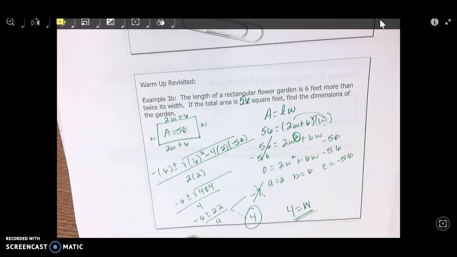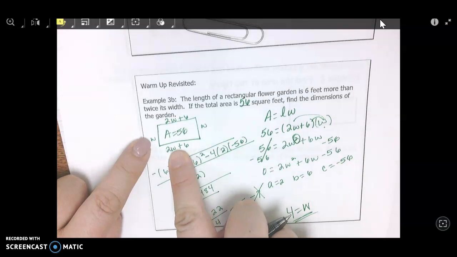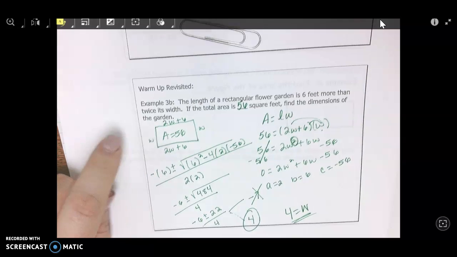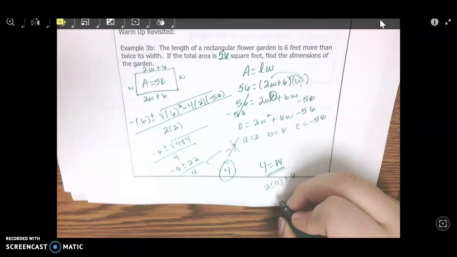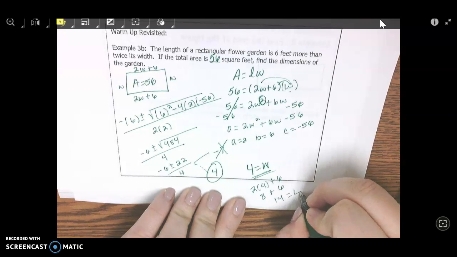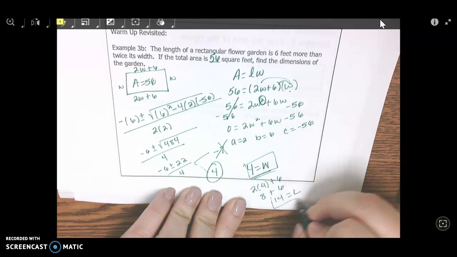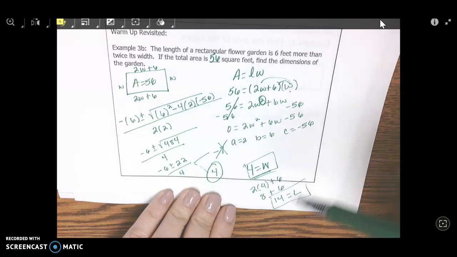If I know W is 4, what do I have to do to find the actual length and width? Plug it in. You know W is 4. What's our length? 2 times 4 plus 6. What's 2 times 4? 8, plus 6. 14 is our length. Because we're dealing with dimensions of a garden, you're not going to have a negative dimension.